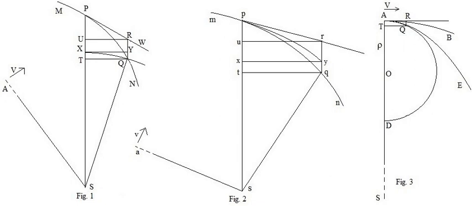F2(r) minus F1(r) equals m (h1^2 minus h2^2) / r^3. Proposition 45, problem 31: to find the motion of the apsides in orbits approaching very near to circles.